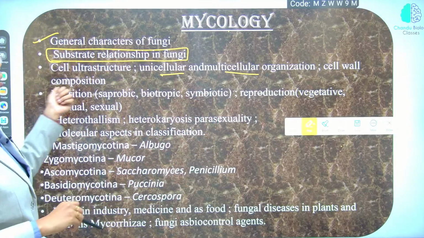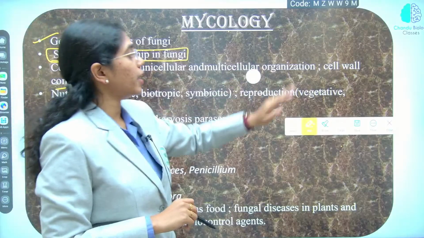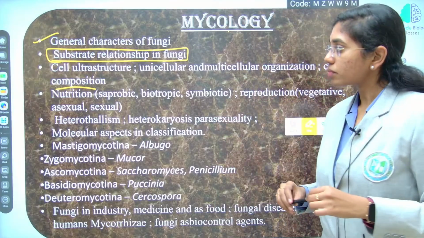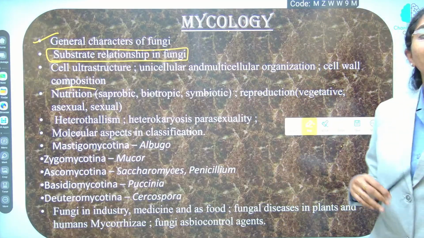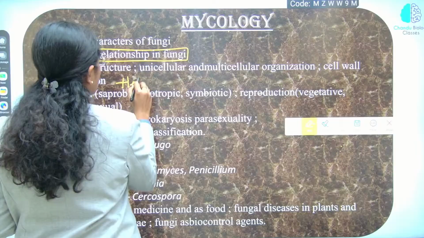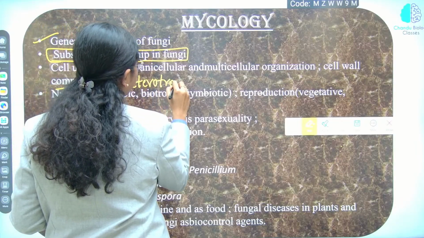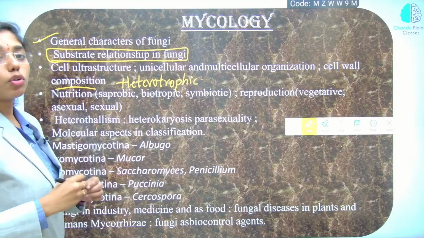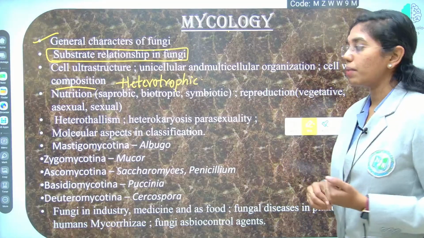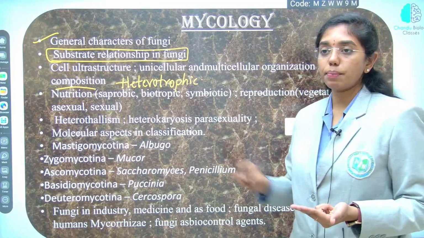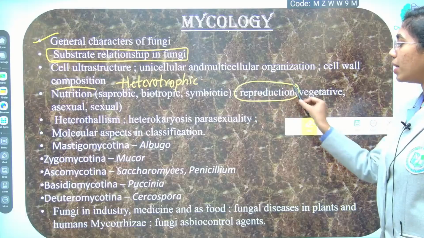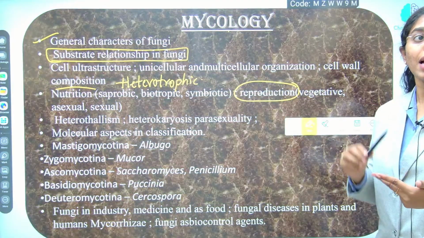Cell wall composition. Cell wall is made up of chitin which has NAG units inside it. And then we will look into nutrition. Nutrition is not diverse in fungi. It is purely heterotrophic nutrition. Fine, right? Nutrition is completely heterotrophic mode of nutrition. This heterotrophic mode of nutrition can be saprobic, biotrophic and symbiotic, three modes of heterotrophic nutrition. And reproduction can be vegetative, asexual and sexual mode of reproduction.